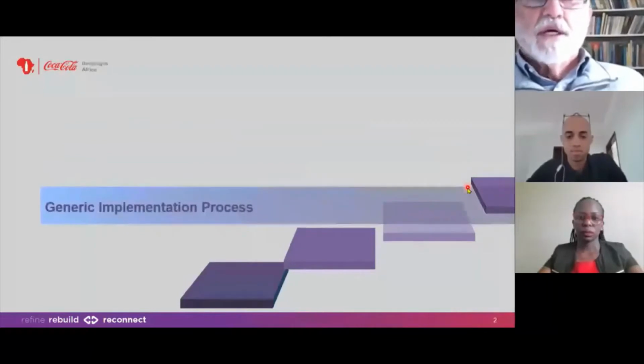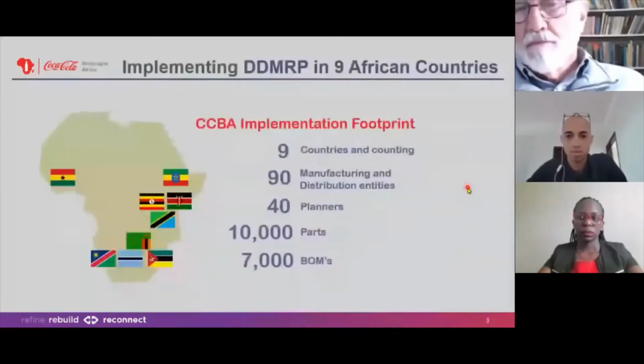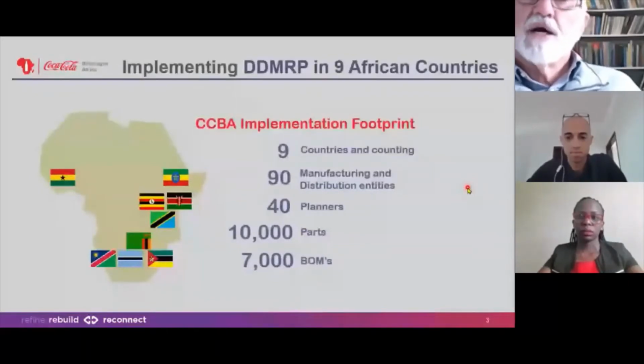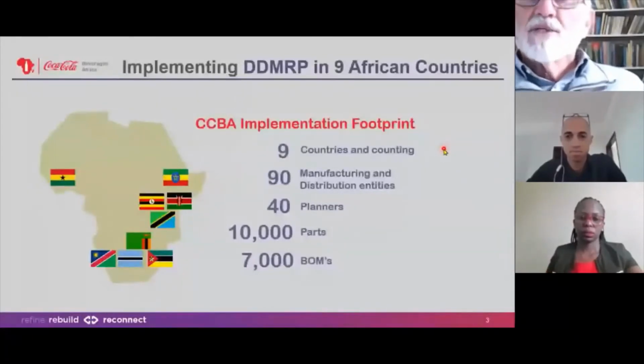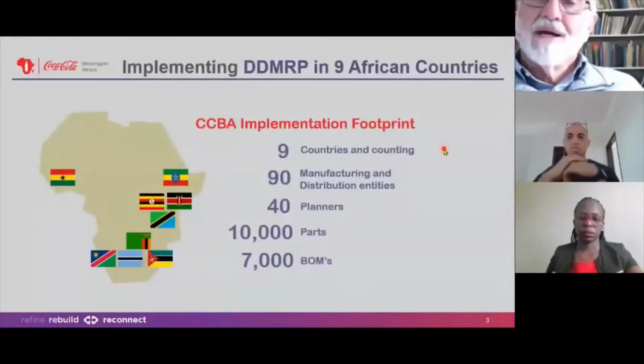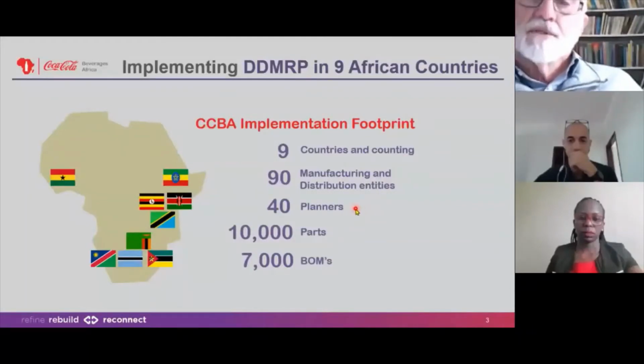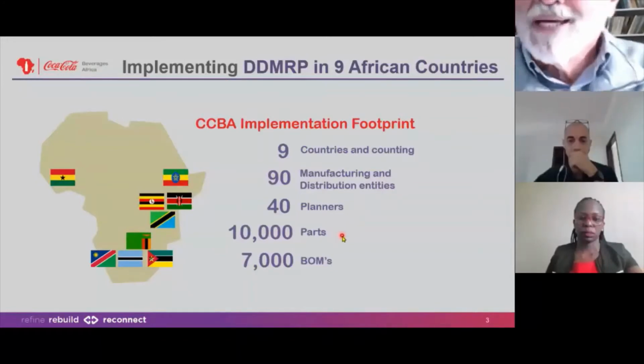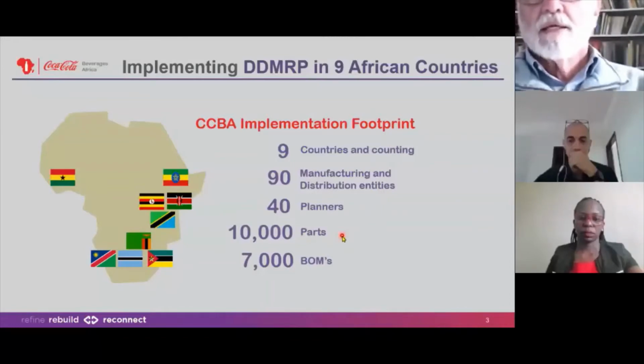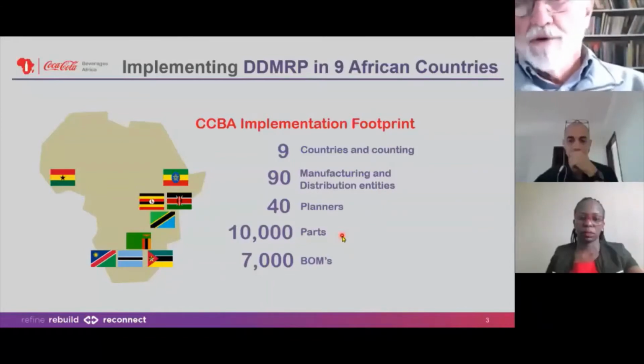So let me just have a look at the generic implementation. The implementation we did with Coca-Cola in Africa, currently there's 9 countries that have gone with DDMRP. And in those 9 countries, there are somewhere in the region of about 90 manufacturing and distribution sites across the continent. There are about 40 planners that are using the system to plan materials in the DDMRP system. And in total, there are about 10,000 SKUs in the system and about 7,000 bills of materials.